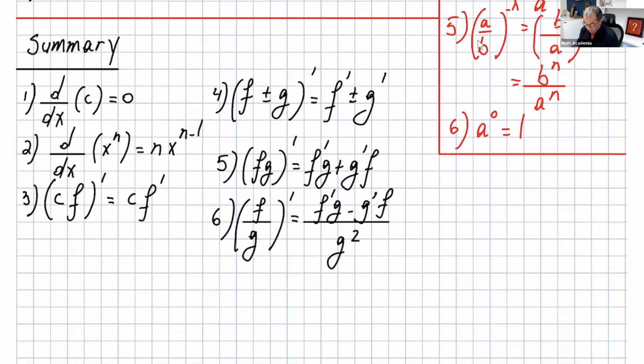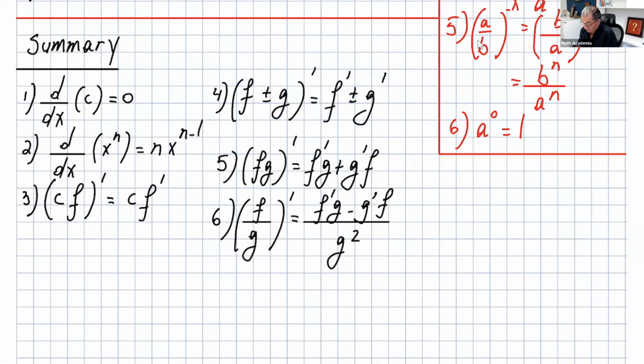Let's go over the summary of what we did. The derivative of a constant, just remember, is always 0. The power rule, the derivative of x to the power of n is n times x to the power of n minus 1. If your function is multiplied by a constant, the derivative of c f is the same thing as c times f prime. When you add or subtract two functions, you can find the derivatives separately.